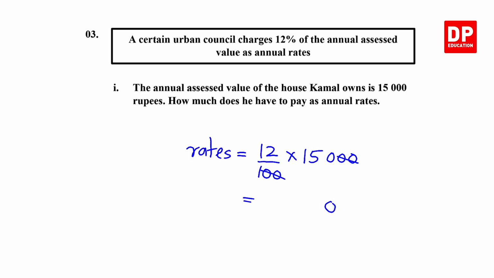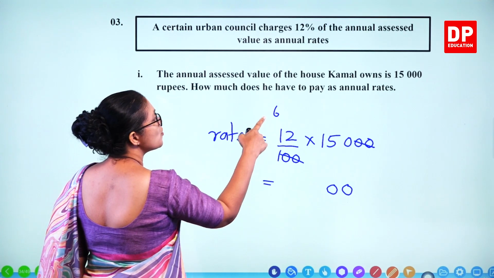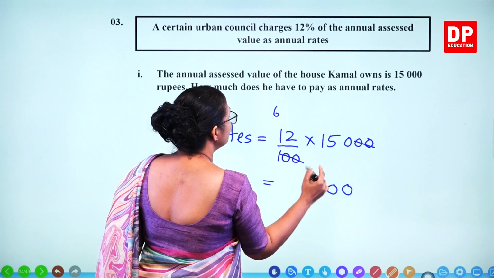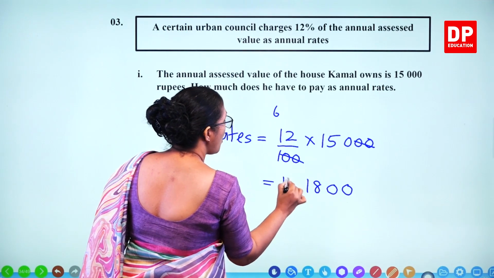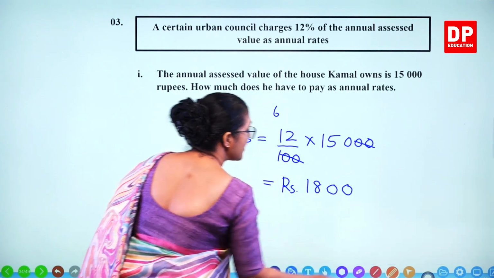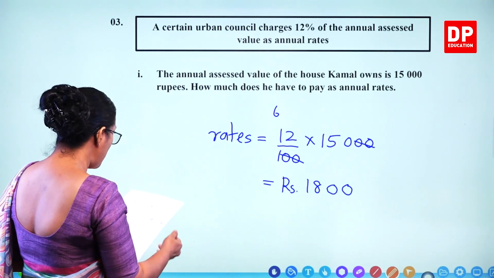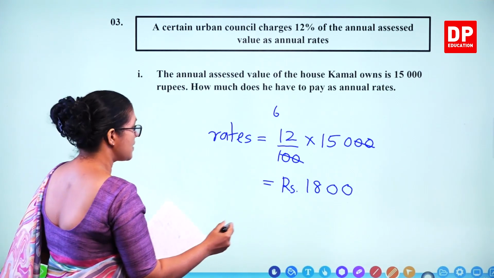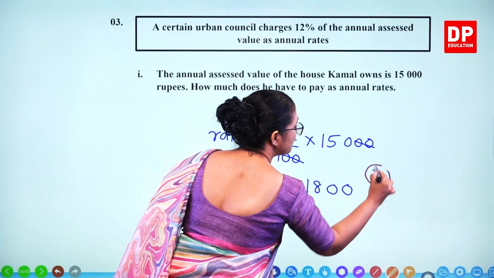12 times 0, 0. 12 times 5, 60. 6 remaining. 12 times 1, 12 plus 6, 18. So 1,800 rupees as rates. So how many marks for this step? Just 2 marks.